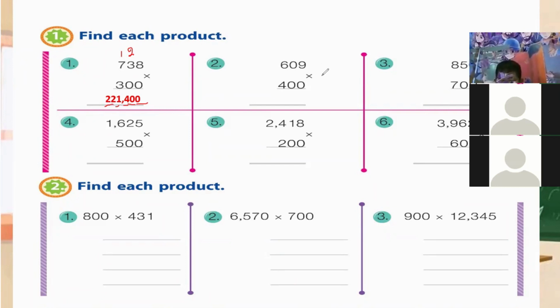221,400. Okay, students, anyone can tell me the answer of question number 2. 609 multiplied by 400. What will be the answer? The same method, short form you can use.